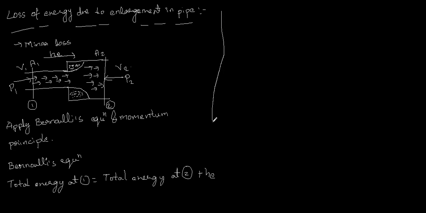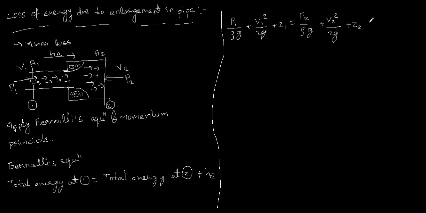In equation form, based on Bernoulli's equation: P1 by rho g plus V1 square by 2g plus Z1 is equal to P2 by rho g plus V2 square by 2g plus Z2, plus the loss of energy due to the enlargement. Since we are considering a horizontal pipe, at any datum line Z1 can be equal to Z2, so Z1 and Z2 cancel.